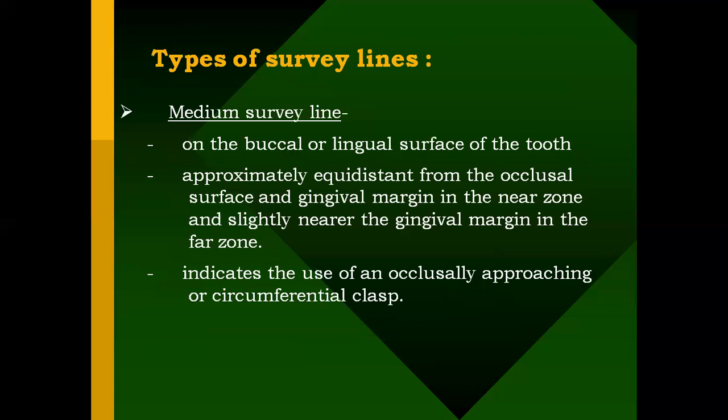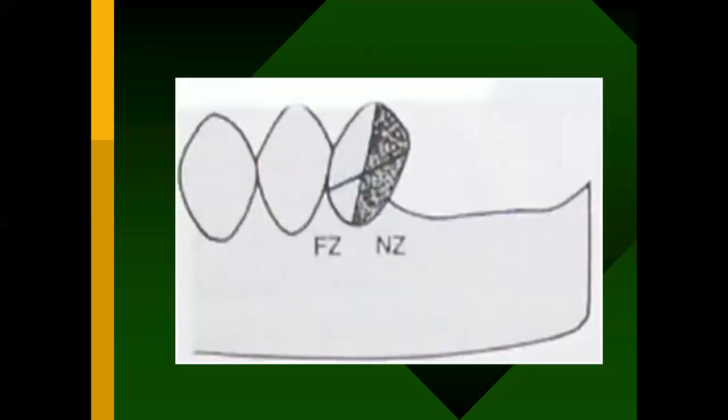Then there are various types of survey line. The medium survey line is on the buccal or lingual surface of the tooth. It is approximately equidistant from the occlusal surface and gingival margin in the near zone and slightly nearer the gingival margin in the far zone. It indicates the use of an occlusally approaching or circumferential clasp. This is the medium survey line.